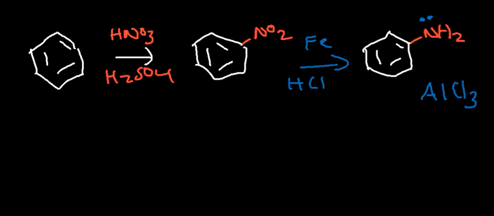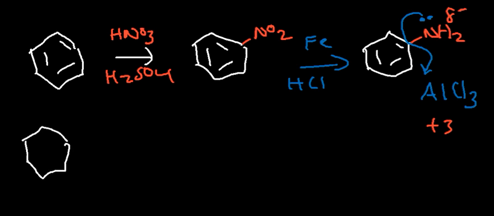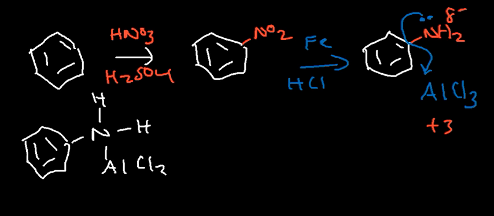This is a powerful Lewis acid catalyst. And aluminum has a positive 3 charge because chloride has a -1 charge. And because nitrogen has a partial negative charge, it's attracted to the aluminum catalyst, so it's going to combine with it. And once that happens, nitrogen will no longer have a partial negative, well, it's going to have a positive formal charge, I should say. Whenever nitrogen has 4 bonds, it has a positive formal charge.